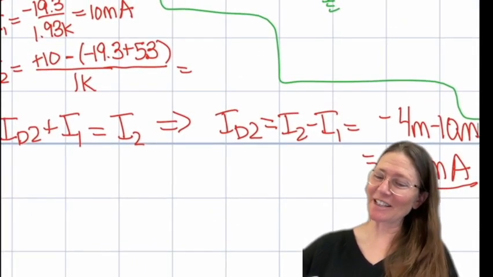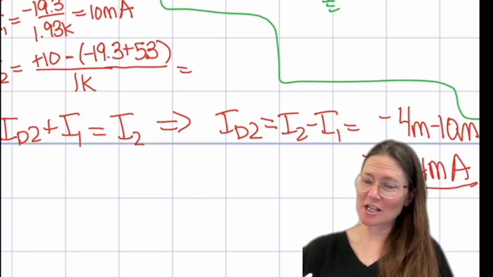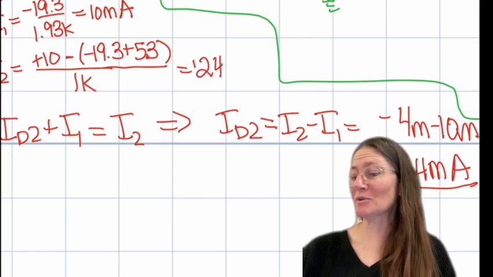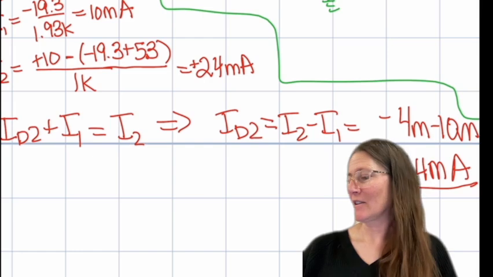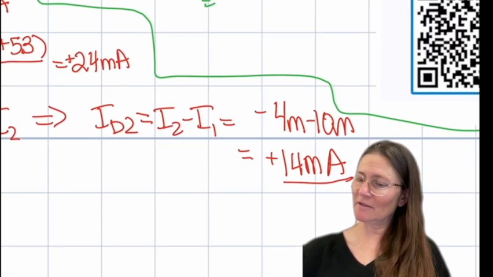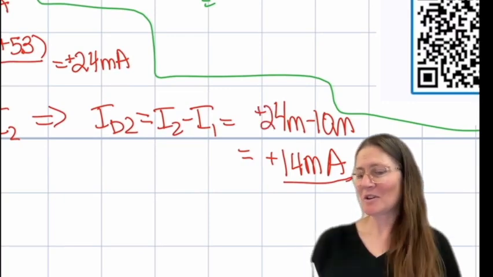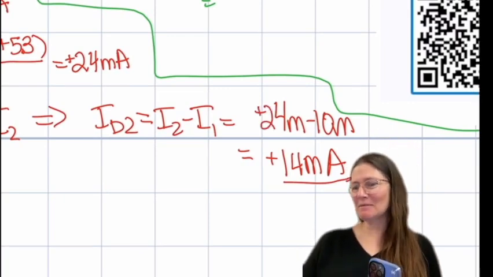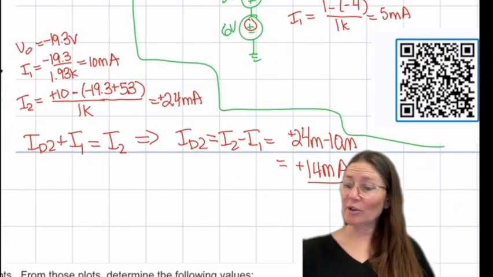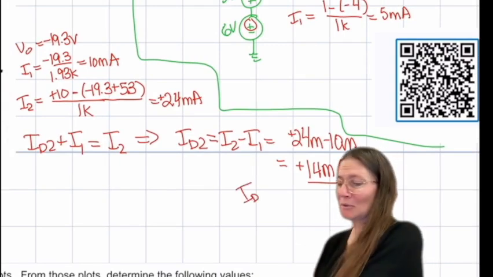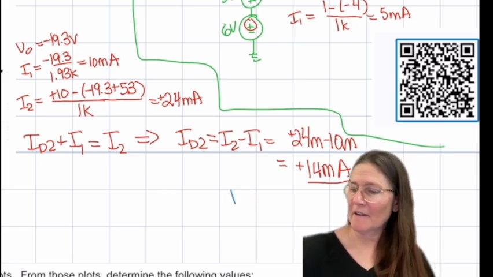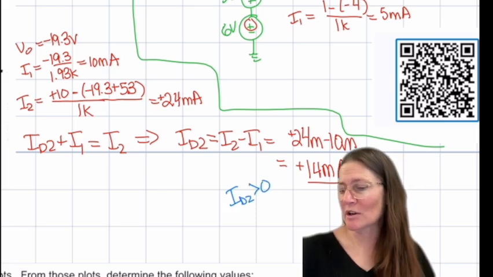This would be a minus 19, so 24 over 1K, so 24 milliamps. A plus 24 milliamps. So then this is 24 minus 10 for a plus 14. So plus 24 milliamps minus 10 plus 14. So this one would be on. So we'll go through the rest of this. So ID2 is greater than 0, so yes, check.